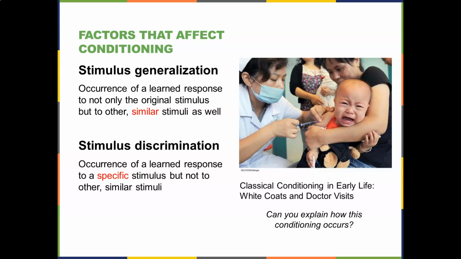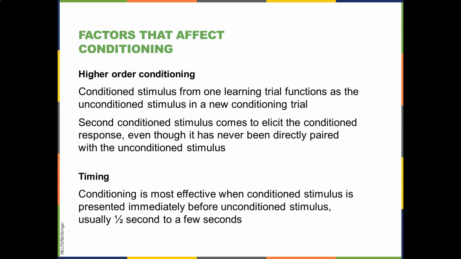So stimulus discrimination, on the other hand, is the occurrence of a learned response to a specific stimulus, but not to other similar stimuli. So that's just more specific. And then there's what's known as higher order conditioning. I highly recommend you pause the video and read these definitions right here. But higher order conditioning, all that means is a second conditioning can occur.